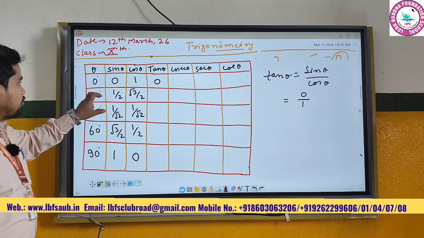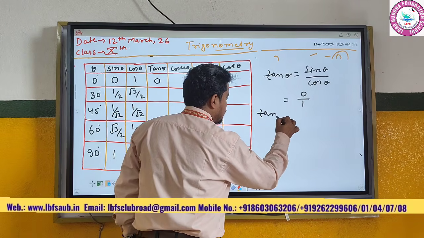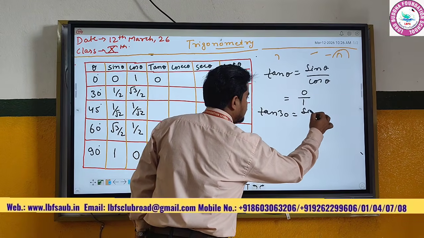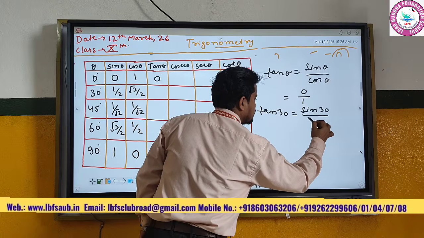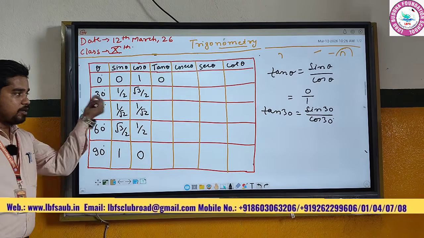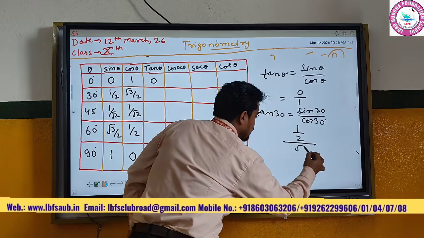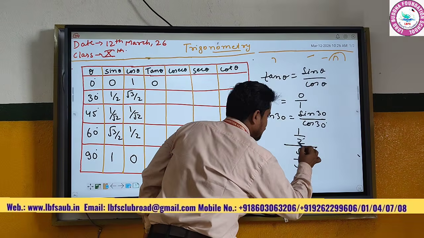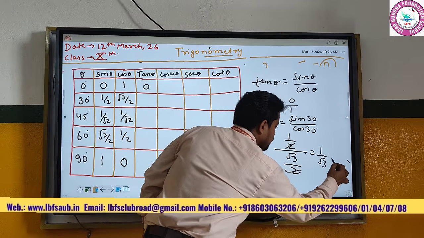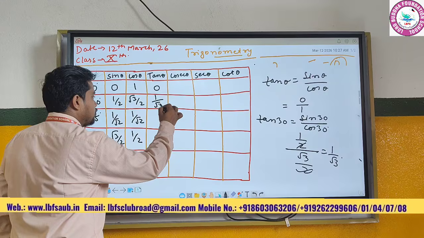For finding the value of tan 30, tan 30 is equal to sin 30 upon cos 30. The value of sin 30 is 1 upon 2, and cos 30 is root 3 upon 2. What we get is 1 upon root 3. The value of tan 30 is 1 upon root 3.